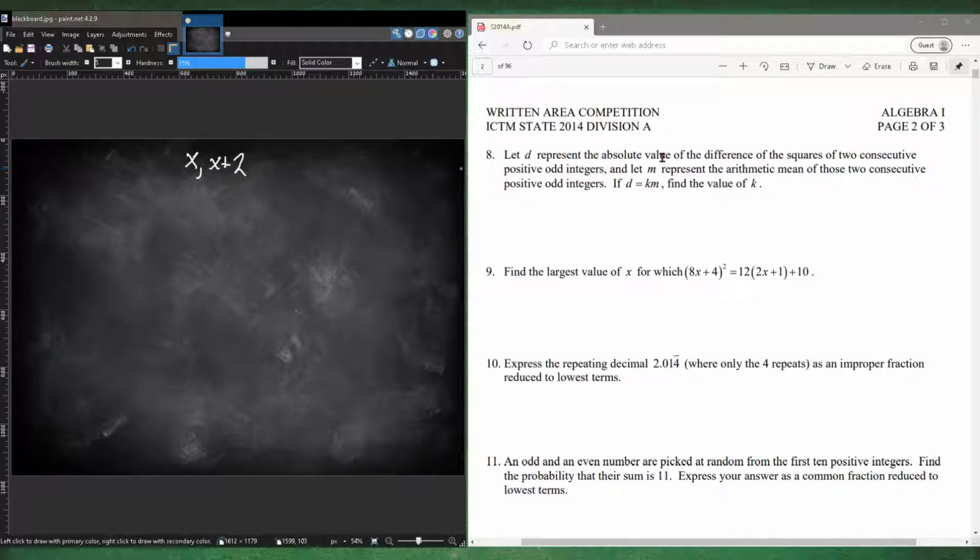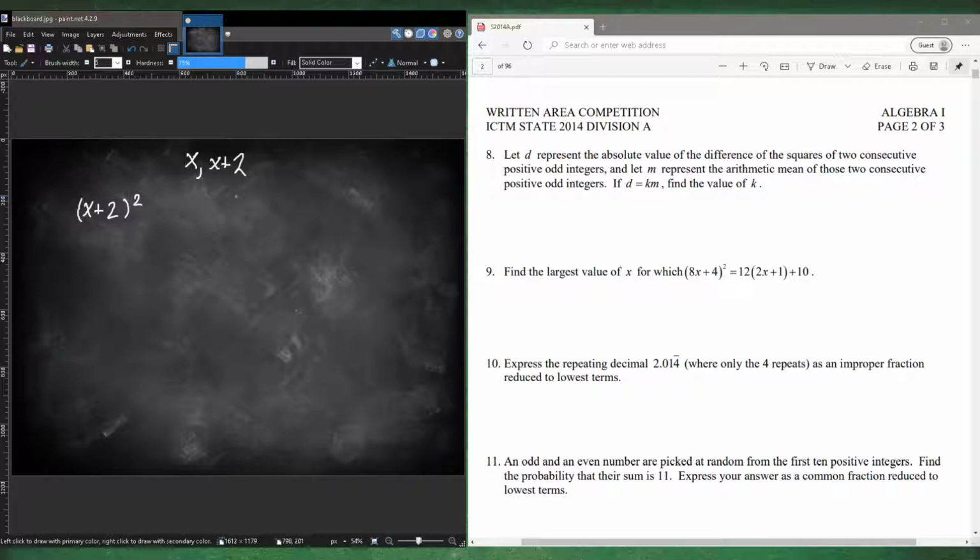So we need to find the difference of the squares of the two consecutive odds. So that one's x plus 2 squared, right? Sorry, it's not x plus 1, because if this is even, then this is going to become an odd, and if this is the odd, this becomes an even. So if we want two consecutive odds, it has to be an x and then two more after that, right?